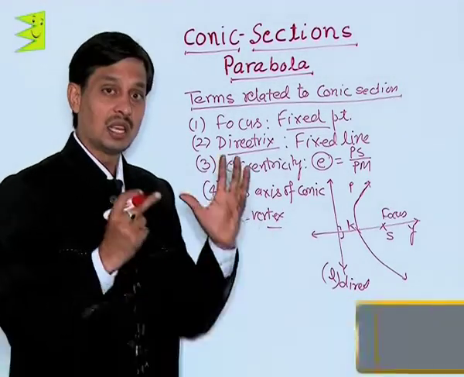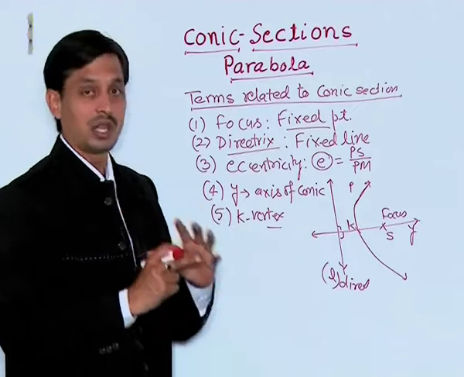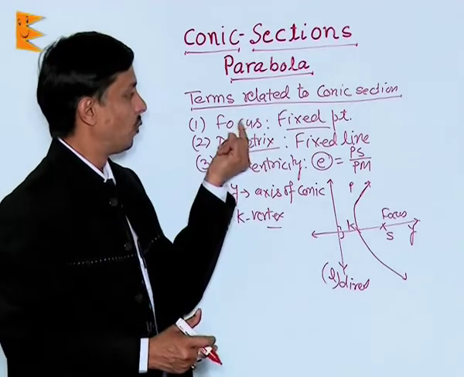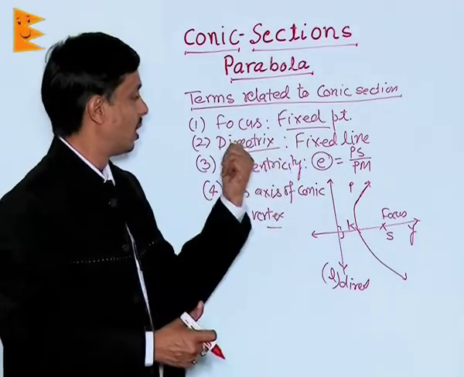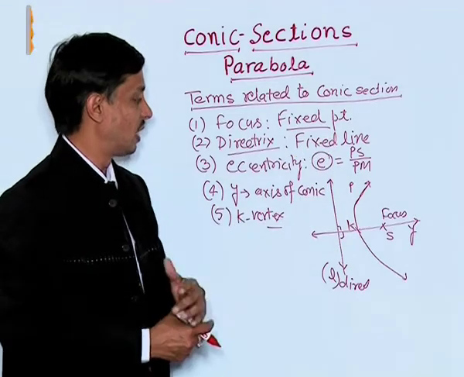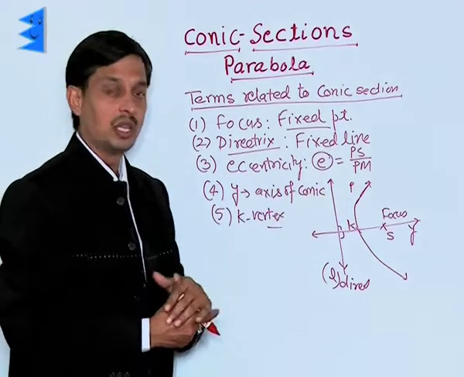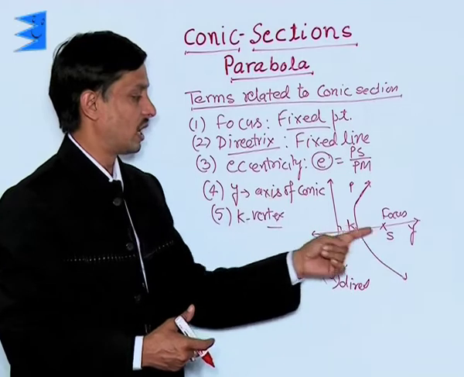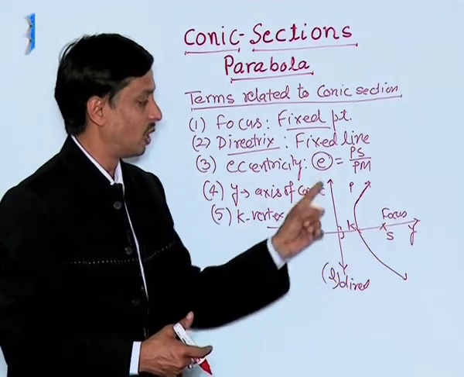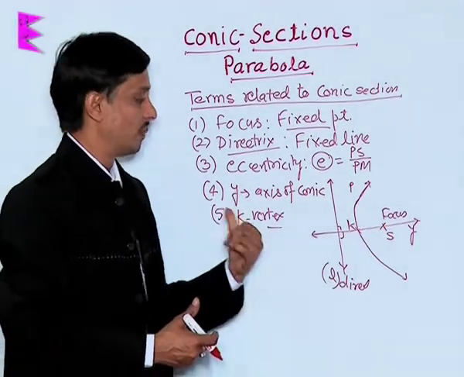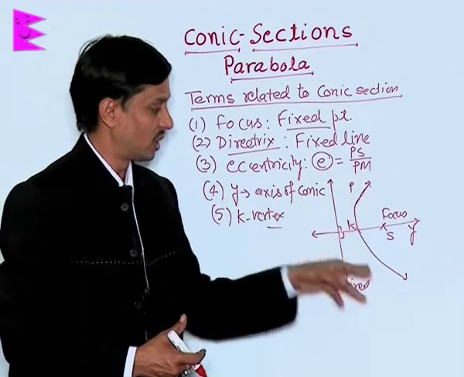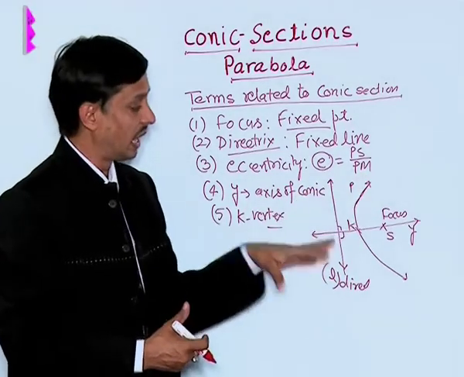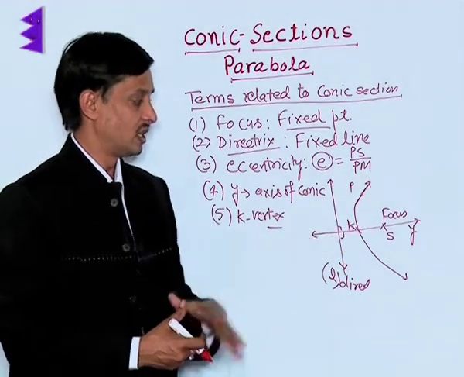So there are 5 important terms to understand. Focus, the fixed point taken; directrix, the fixed line taken; eccentricity, the equal ratio; axis, the line passing through focus and perpendicular to directrix; and the vertex is the point of intersection of the conic section and that axis.